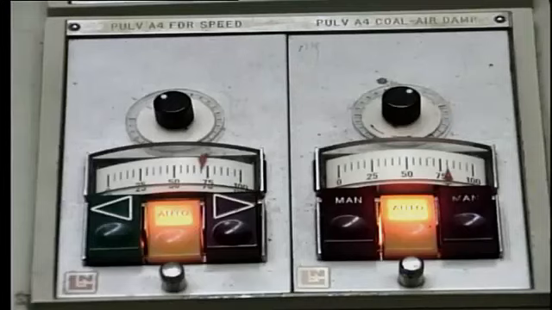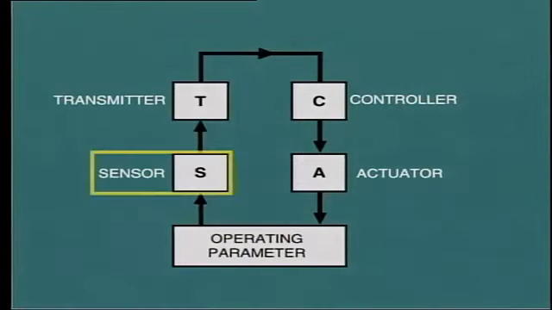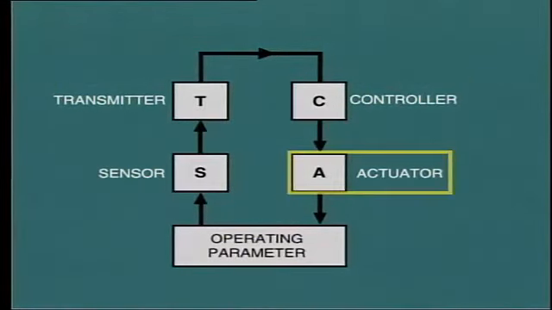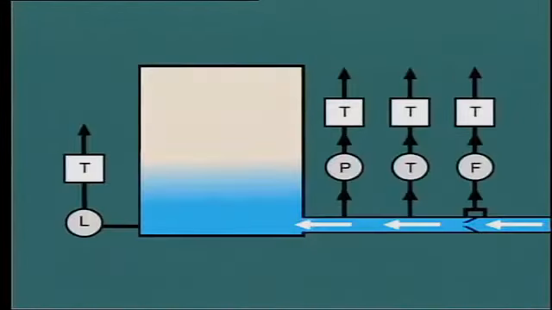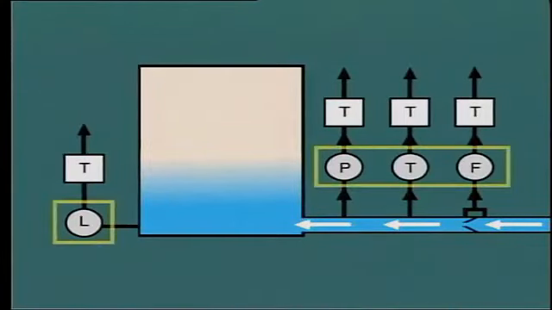This schematic shows the essential components of a control loop. They are the sensor, transmitter, controller, and actuator. The sensor measures the operating parameter that is being controlled, such as pressure, temperature, flow, or level. This information is then fed into the transmitter, which prepares the signal for transfer to the controller.